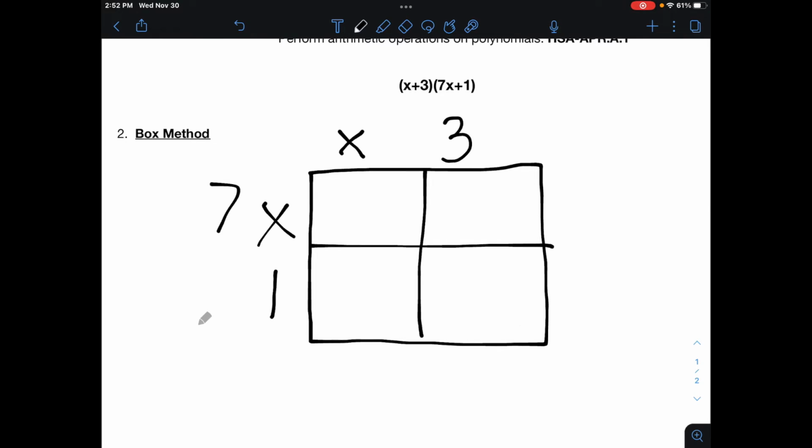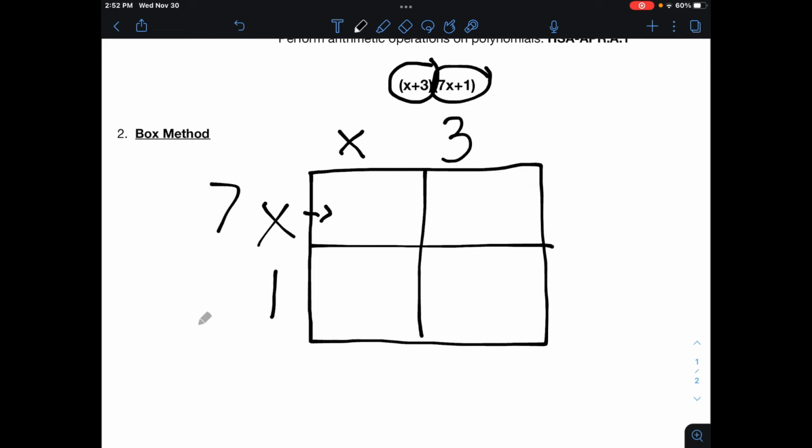I already set this up in the box. I put the terms we can see here in this binomial, x plus 3, up on top and 7x plus 1 over here on the side. The order doesn't really matter. I could have the 7x plus 1 on top and vice versa. So let's go ahead and get right into it.